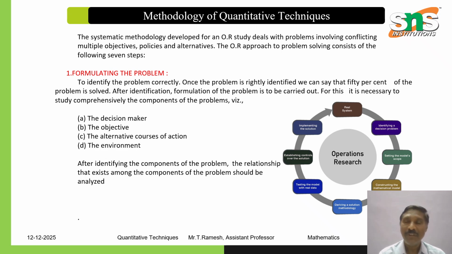First, we are the decision maker. The purpose for which we are dealing is the objective. And if it is not happening, then what is the next plan? That is the alternative course of action. The decision making happens through the environment. After identifying the components of the problem, the relationships that exist among the components of the problem should be analyzed.